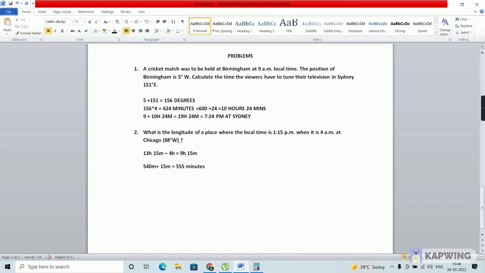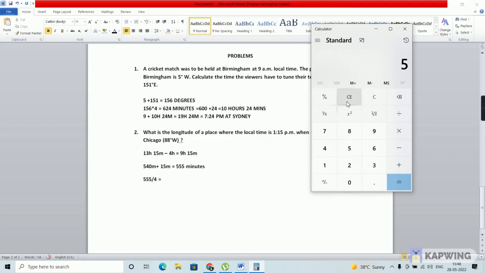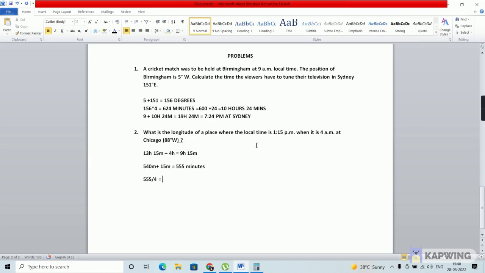So now we have to convert these minutes to degrees. So please keep it in mind. If you want to convert the minutes to degrees, you have to divide the minutes by 4. And if you want to convert the degrees to minutes, you have to multiply the degrees by 4. So in this case, we are going to convert the minutes to degrees. So for that, you have to divide this 555 by 4, which will give us a value of, let me open the calculator again. So it is 555 divided by 4, it is 138.75 degrees.